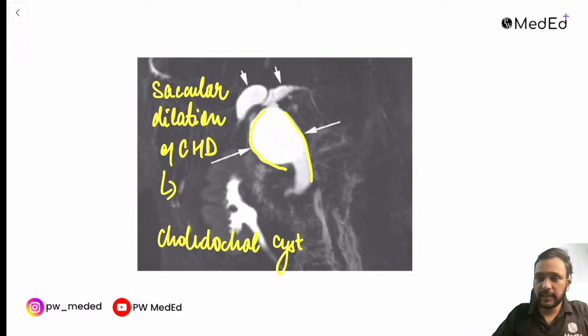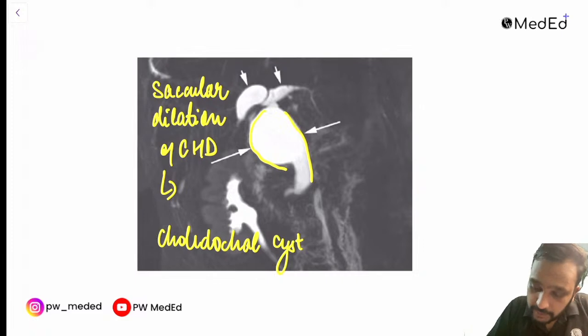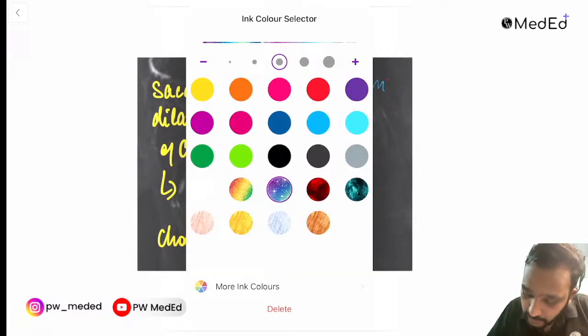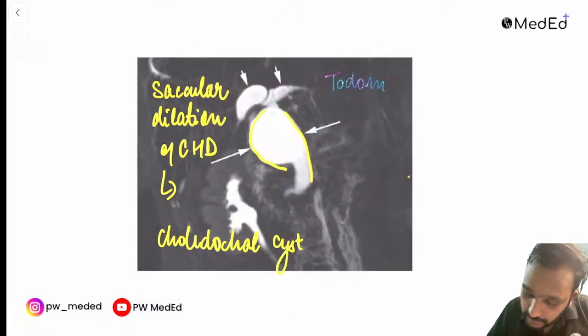And what is the classification system that we use for choledochal cyst? This is your Todani classification system, right?